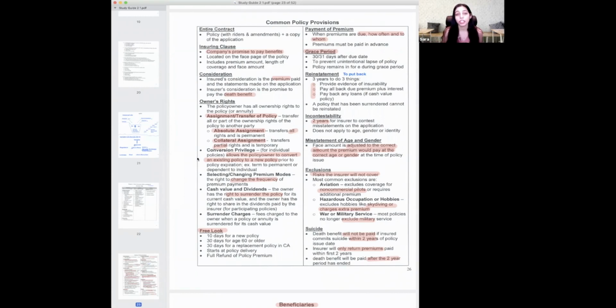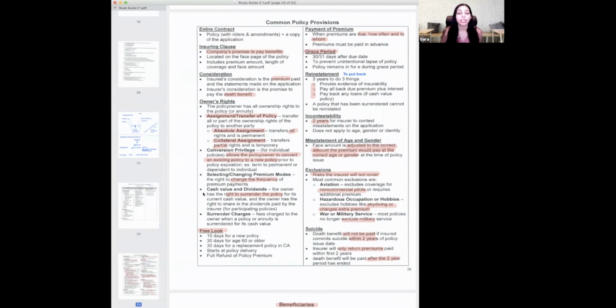Conversion privileges. You have the right to change your policy from a term life to a whole life. You have the opportunity to do that as a policy owner. Selecting and changing premium modes. Because you are paying the premiums, if you're paying monthly right now and you decide, you know what, I changed my mind, I want to go to annual, you as the policy owner can call the company and change it.